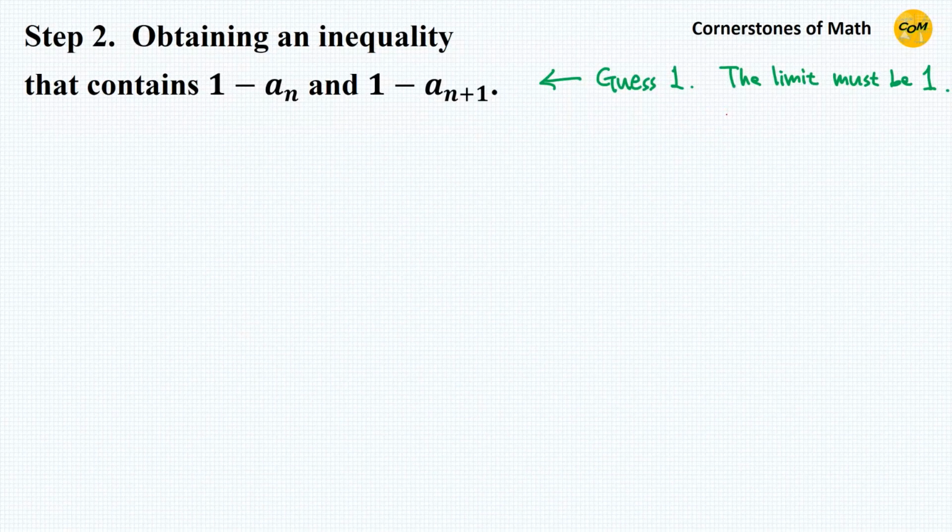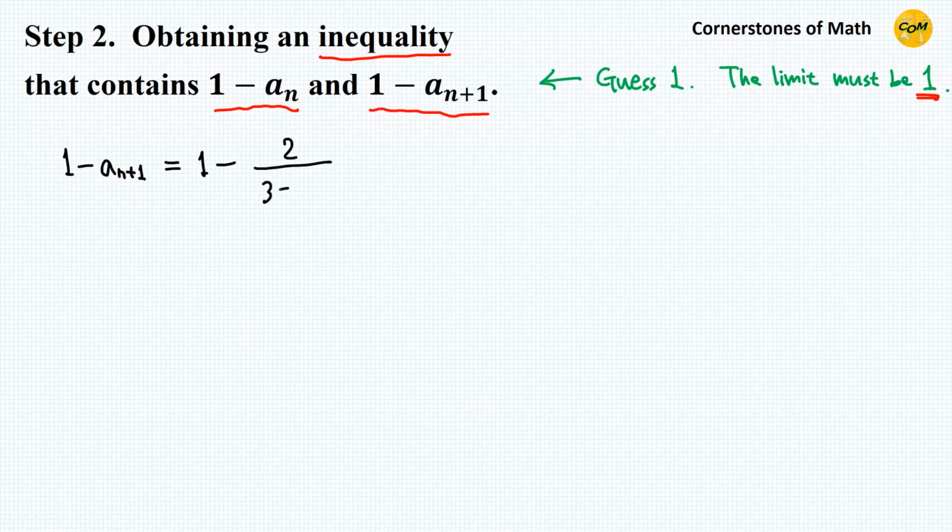The next step comes from one of our guesses that the value of the limit must be 1. Therefore, we will try to obtain some kind of inequality including 1 minus a_n and 1 minus a_{n+1}. Here, from the recurrence relation, 1 minus a_{n+1} equals 1 minus 2 divided by 3 minus a_n. So we have 1 minus a_n divided by 3 minus a_n. So here we have 1 minus a_{n+1} and 1 minus a_n.